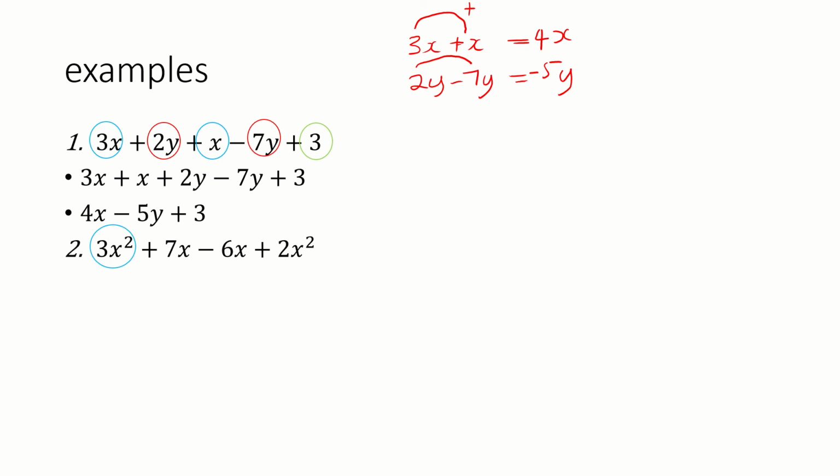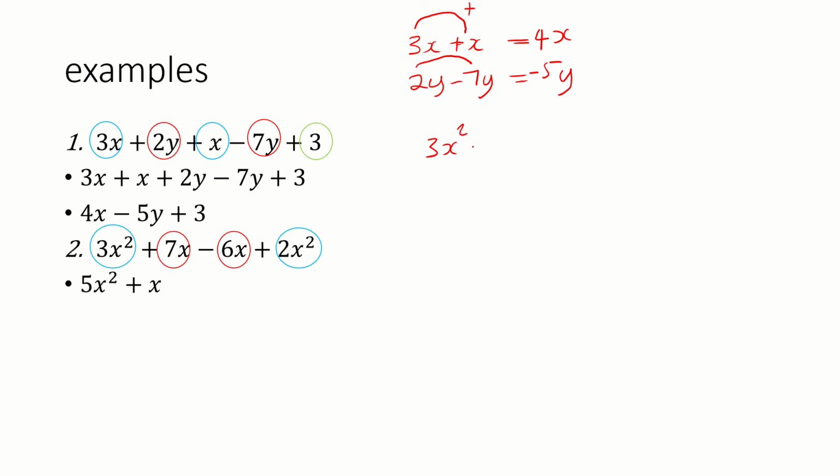Even though they have the same variable, the exponents of those variables are not the same. What about 2x squared? Is 3x squared a like term with 2x squared? Yes, it is. They have the same variable, and the exponents of those variables are the same. Meaning that 7x will be a like term with minus 6x. So write 3x squared and 2x squared on the side and add them. Let's see what we're going to get.